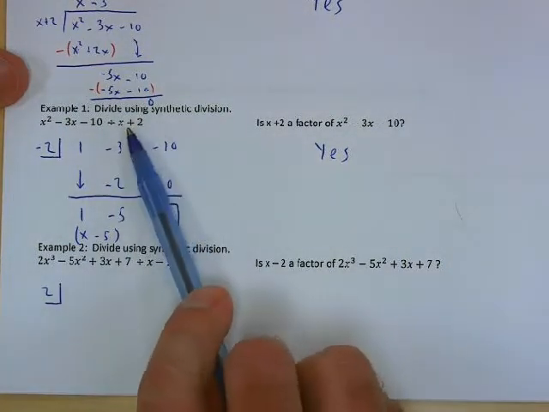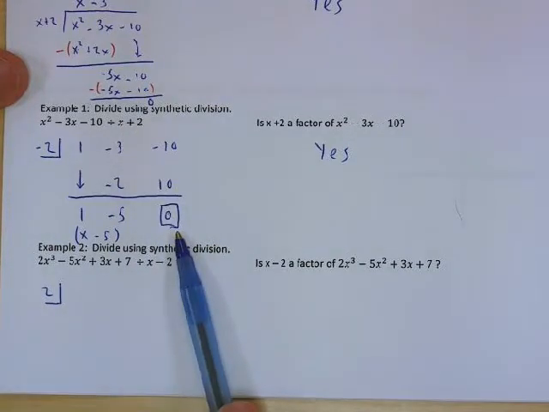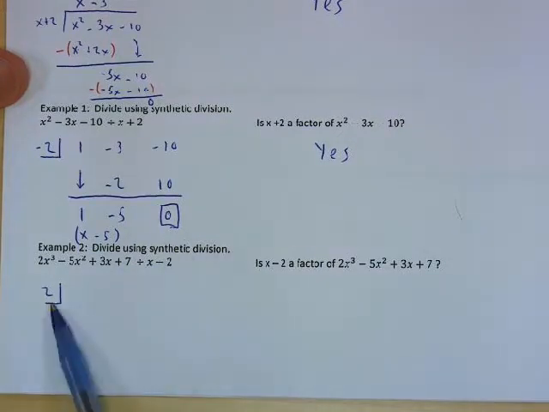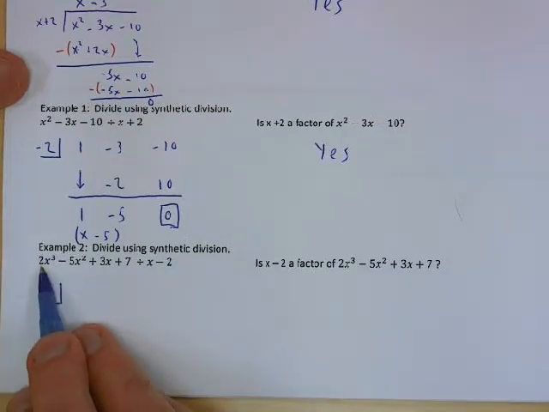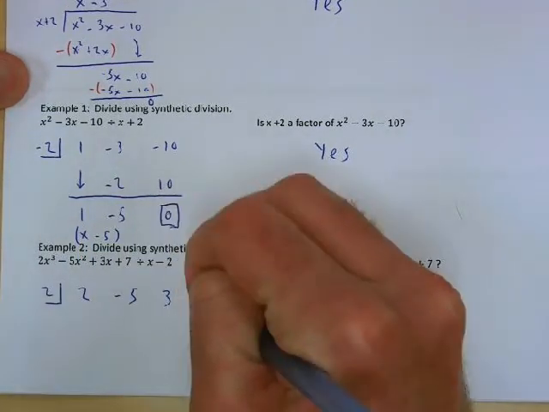Sometimes they'll tell you that yes, this is a factor, and if they're telling you it's a factor and you don't get a remainder of 0, well, then you made a mistake somewhere. Here, we're actually checking to see if it is a factor, so we got to make sure we put the right number in there. But yes, x minus 2 is our factor, 2 goes in the box. And then my coefficients are 2, -5, +3, and +7.